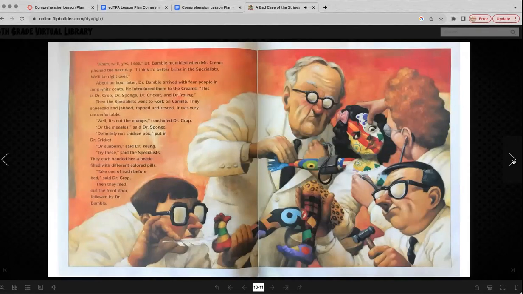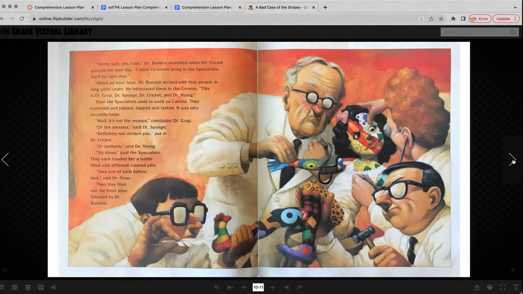Hmm. Well, yes, I see, Dr. Bumble mumbled when Mr. Cream phoned the next day. "I think I'd better bring in the specialists. We'll be right over." About an hour later, Dr. Bumble arrived with four people in long white coats. He introduced them to the Creams. "This is Dr. Grop, Dr. Sponge, Dr. Cricket, and Dr. Young."